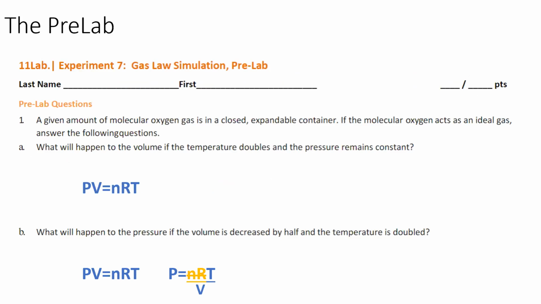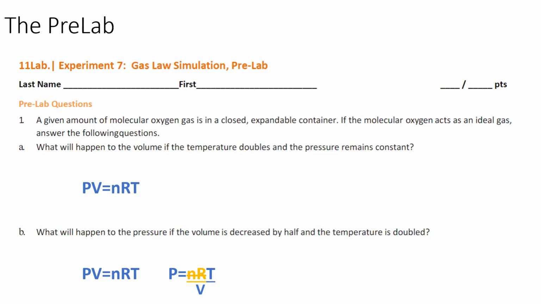Okay, so let's look at the PreLab. The PreLab questions start by saying a given amount of molecular oxygen gas is in a closed expandable container. So imagine like the simulated gas chamber. If the molecular oxygen acts as an ideal gas, answer the following questions. So what will happen to the volume if the temperature doubles and the pressure remains constant?